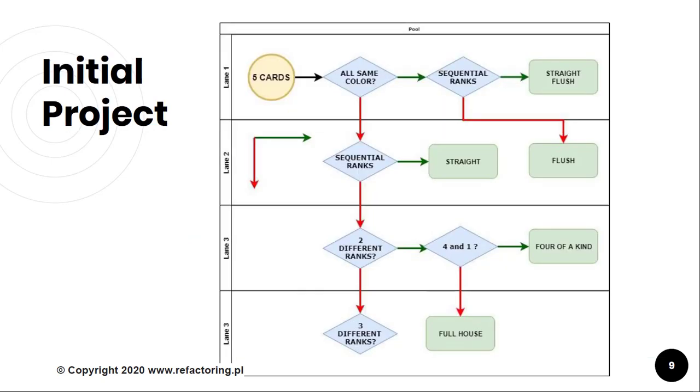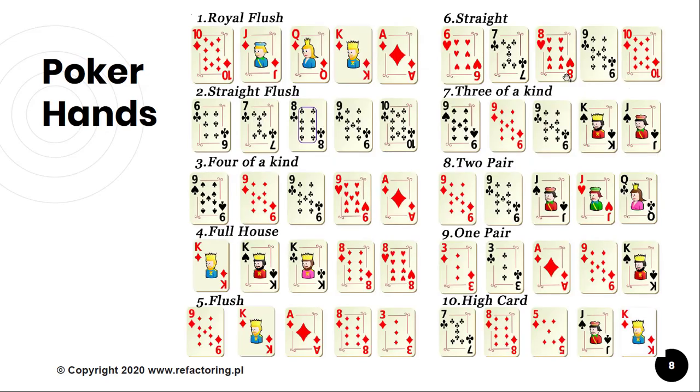We will start our journey from a graph with lots of conditions that indeed works, but is very weird and tedious to understand. Here you can see the graph that shows how the decision about poker hand recognition is made. So, for example, if 5 cards are of the same color, as you can see here, and sequential rank, it means it is straight flush, figure number 1.